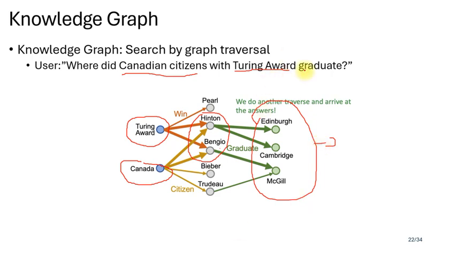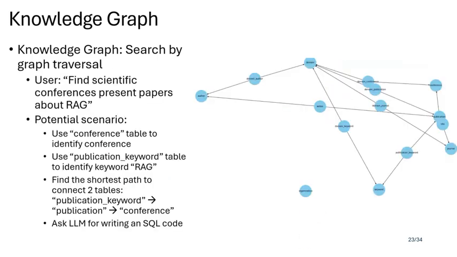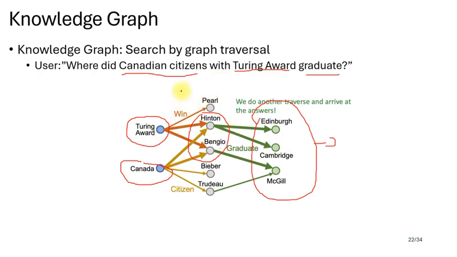Graduate is better than work. So that is a way to do it. You missed the word win. The Canadian, the Turing Award win. The edge represents the win in the question. Yeah, I'm sorry, my bad pronunciation. Actually the original is "with": Canadian citizen with Turing Award graduate. The question is, where did he graduate? Yeah, exactly. Okay, sorry, my bad pronunciation.